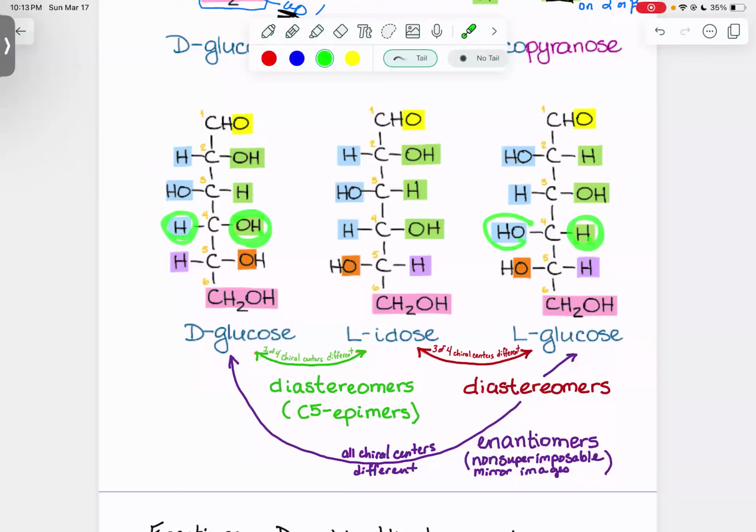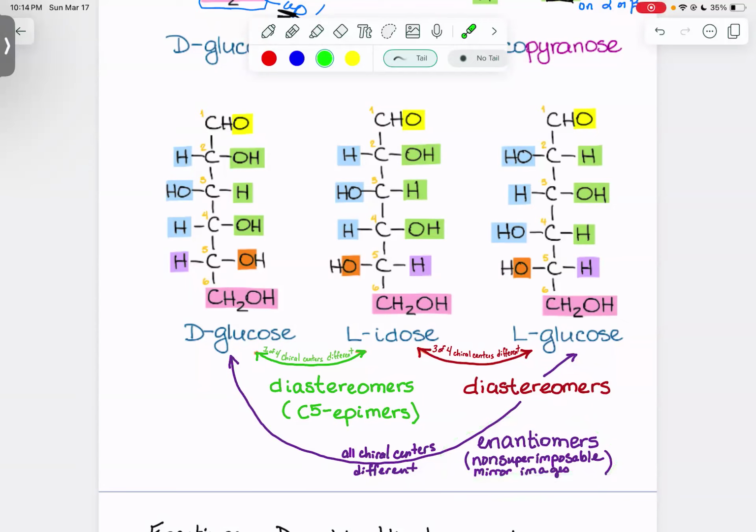Hydroxyl's on the right here, it's on the left here. So they're flipped. Look at carbon number 5. Here I have my hydroxyl on the right. Here my hydroxyl's on the left. And so if I look at these, they're non-superimposable mirror images. All the chiral centers are different. So therefore we call it an enantiomer.